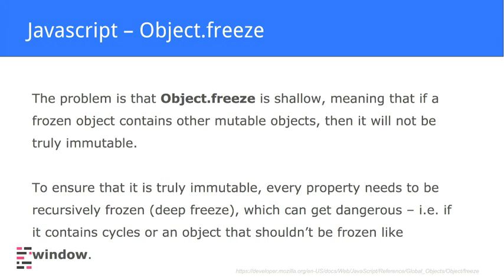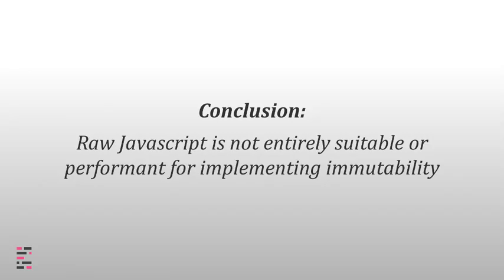So, even if you do a deep freeze, which is recursively freezing everything down the chain, again, the problem with that is you may freeze things that you do not want to freeze. So the conclusion that we draw from all of this is that vanilla JavaScript is not completely suitable or performant to implement immutability.